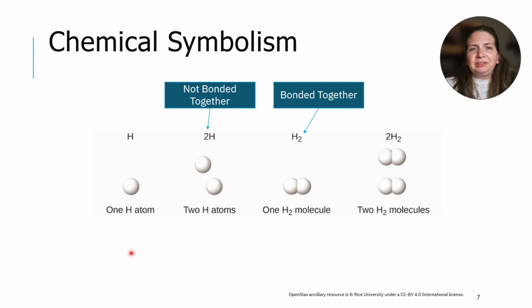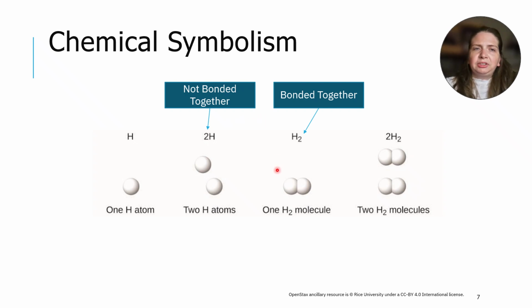Before we describe physical and chemical changes using chemical symbols, we need to cover some basic chemical symbolism. On this slide, I have 4 images involving hydrogen atoms to show you how numbers are used in chemical notations. The first image shows one hydrogen atom, which is represented simply by H. The second image shows 2 separate hydrogen atoms that are not connected. Since they are not connected, we write a 2 in front of the H, 2H.